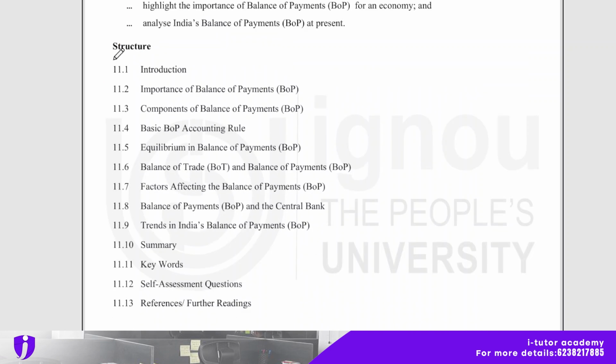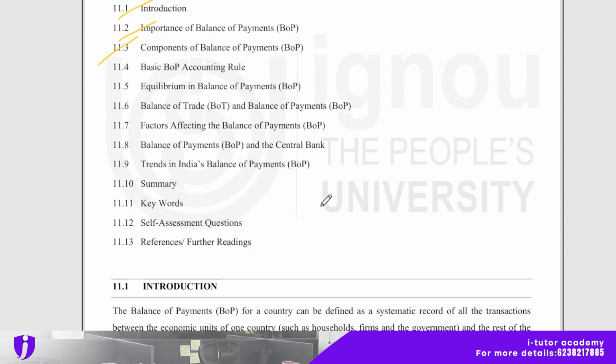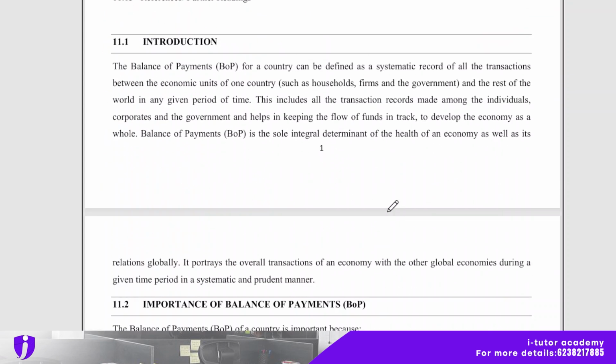And the structure of this unit is: introduction, importance of balance of payment, components of balance of payment, basic BOP accounting rules, equilibrium in balance of payment, balance of trade and balance of payment, factors affecting balance of payment at the central bank, and trends in India's balance of payment. Summary, keywords, and self assessment questions are also there in this unit. So let's begin with the introduction part.